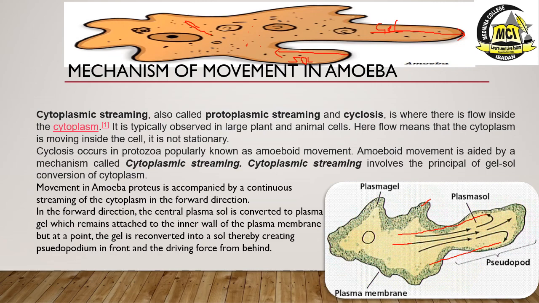It is a conversion of the gel and sol in the cytoplasm. That is what we call cytoplasmic streaming or cyclosis. Very simple. Thank you very much for listening.